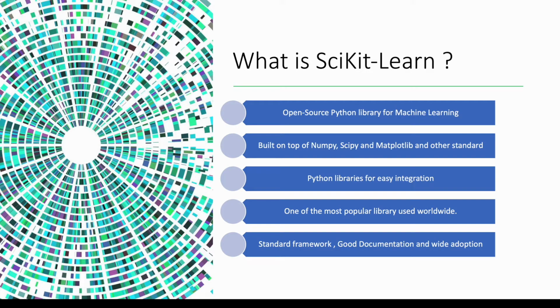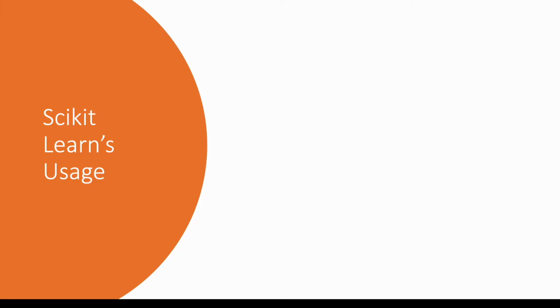Scikit-Learn is the open source, hugely popular Python library used for machine learning models. It's built on top of NumPy, SciPy, and Matplotlib for easy integration. It's one of the most popular libraries used worldwide. What makes it great? Standard framework, good documentation, and huge adoption across industry and academia. But what is Scikit-Learn used for?